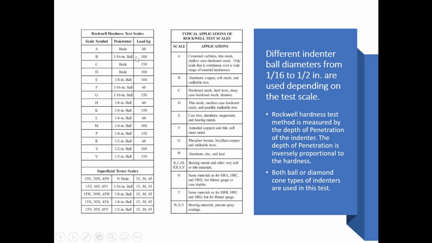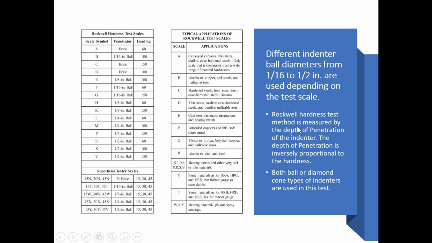So different scale plates used in Rockwell hardness test are as shown in the figure. These are the scale symbols. This is the indenter and this is the load. For scale A, applications are shown here. For B, for C, likewise. As per the scale, you have to select the indenter type and select the load from this chart.